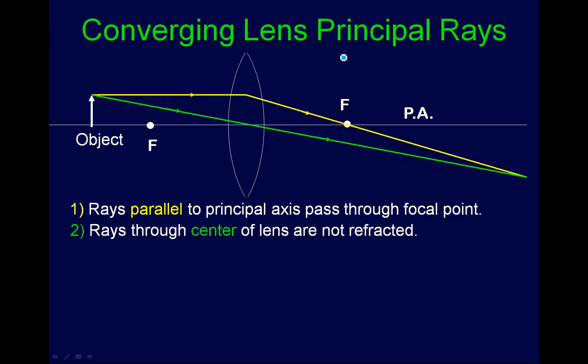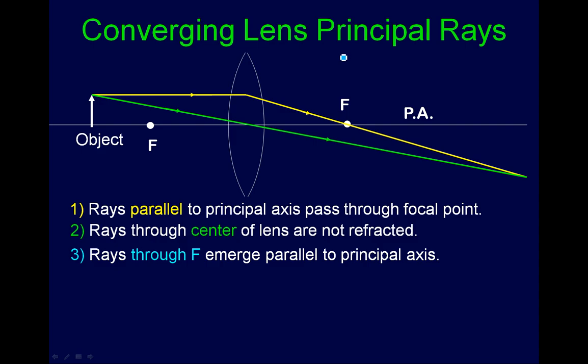And just like with mirrors, all we really need is two of these lines to find our image. But it's kind of nice to have a third one just to make sure we didn't make a mistake. And so the third one is rays through the focal point emerge parallel to the principal axis. And so if I draw this ray through the focal point, when it hits the lens over here, it'll head off parallel to the principal axis.